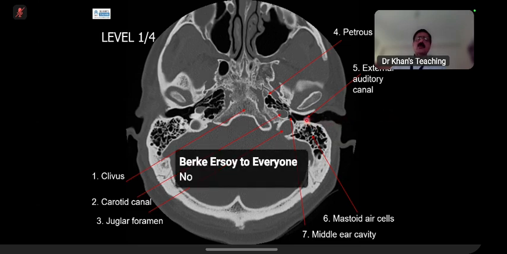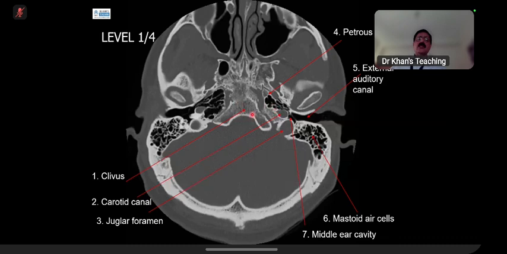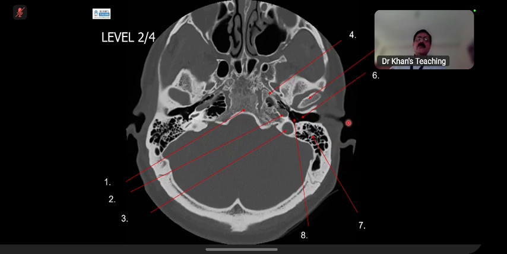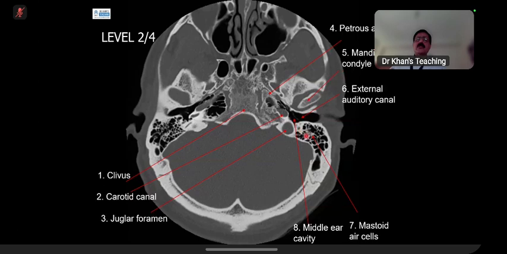So this is the external auditory canal. This is the petrous apex, and part of it is pneumatized here. And of course, this is the clivus, and this is the carotid canal. This is the jugular foramen. And the middle ear cavity is coming into view. This is the TMJ. Here we can see external auditory canal, the middle ear, sorry, this middle ear cavity, mastoid air cells, and of course, this is clivus, and this is the petrous apex.